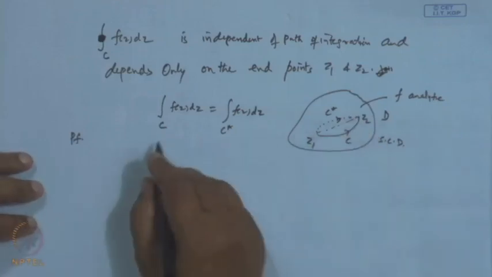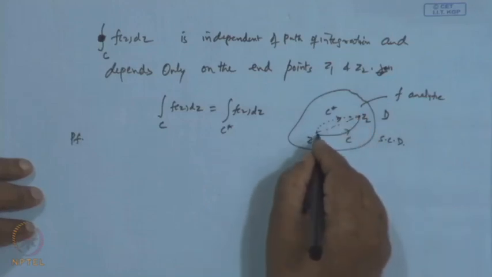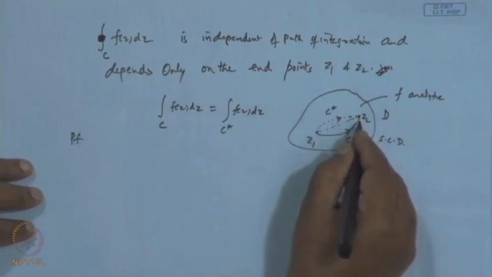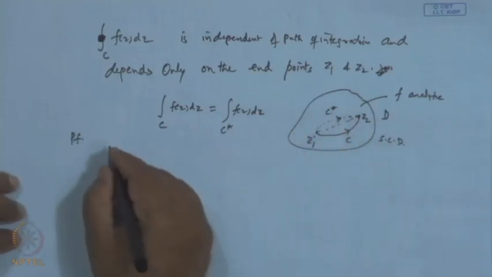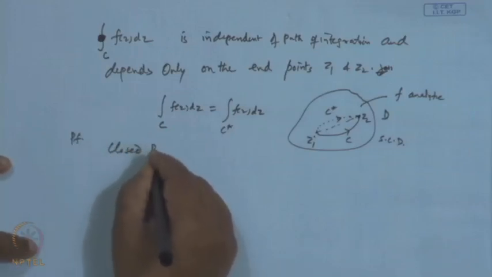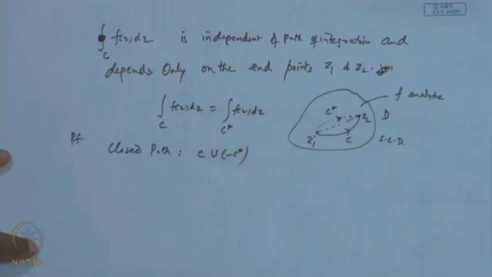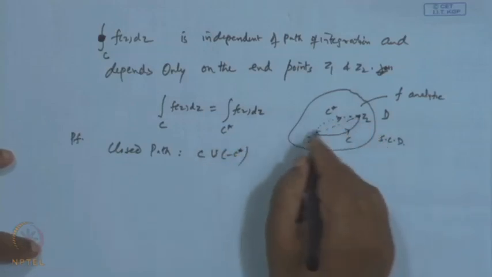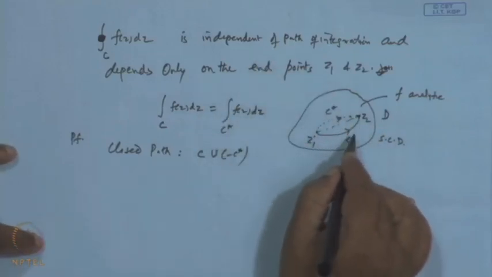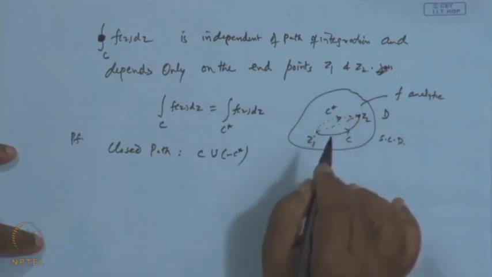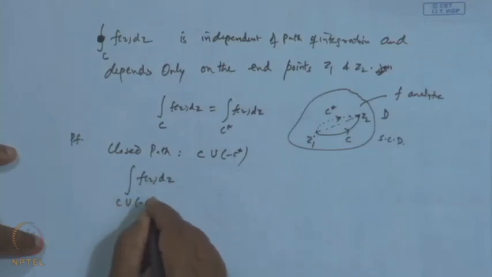Let us take two paths C and C star joining the points Z1 and Z2. We start from Z1, go along C up to Z2 and then come back to Z1 along C star reversed. This gives a closed path, C union minus C star, because the direction is reversed. The function is analytic throughout this domain, so it is analytic inside and continuous on the boundary. So, the integral of f z dz along C union minus C star will be 0.